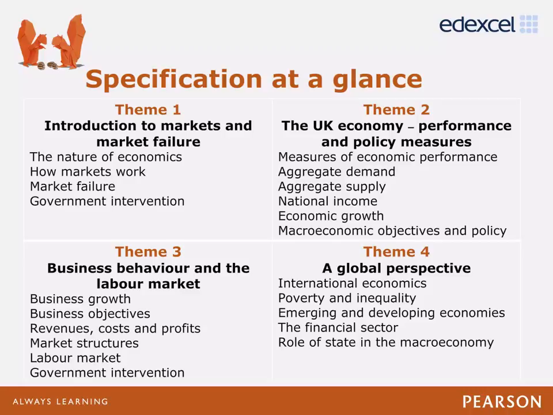Here are the 4 themes. Theme 1 introduces students to markets and market failure, while Theme 2 focuses on performance and policy measures in the UK economy. As such, Theme 1 has a broadly microeconomic focus, and Theme 2 has a broadly macroeconomic focus. These themes have the same content in both the AS and A-Level qualification. Theme 3 builds on the content in Theme 1, exploring business behaviour and the labour market. Theme 4 has a global focus and builds on Theme 2 content.